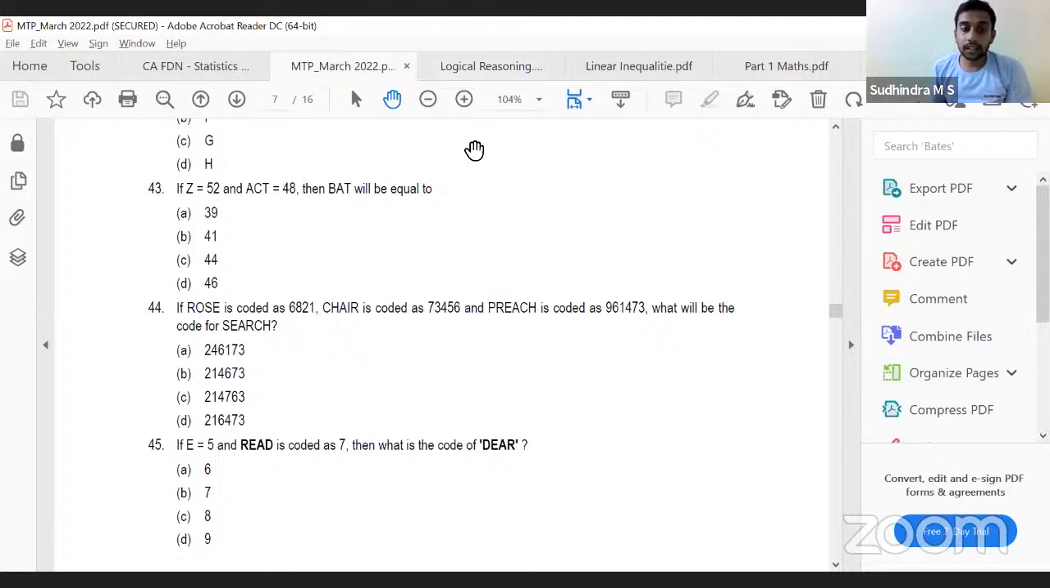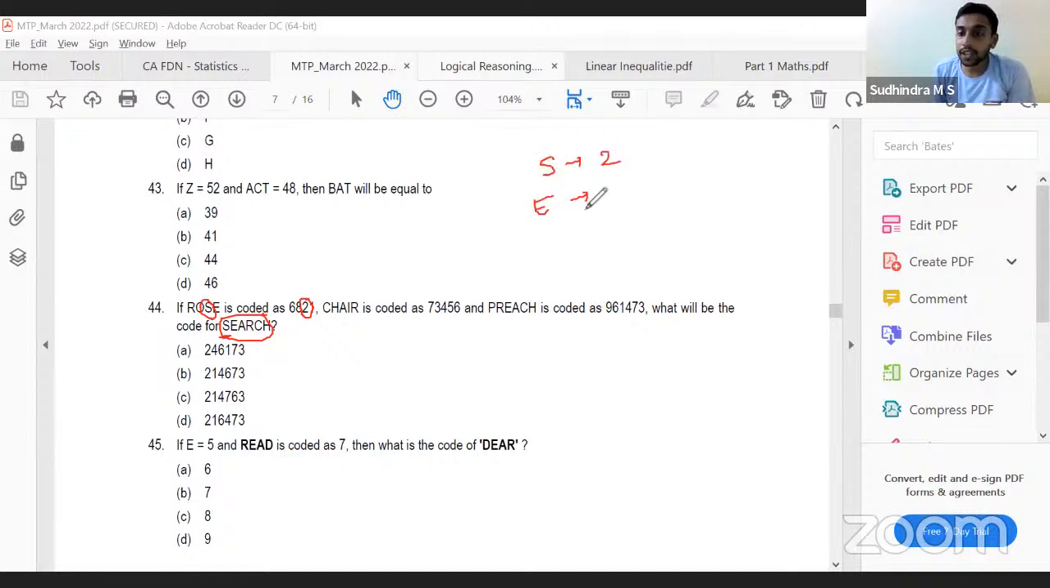Okay. Then if rows is coded as 6821, chair is coded as 73456, preach is coded as 961473, what would be the code for search? 214673. Okay, this is simple. We have to go with this alphabet by alphabet. Search. What is the code for S? 2. Right? Here also it is 2. That's the only place we have S. So S is 2.